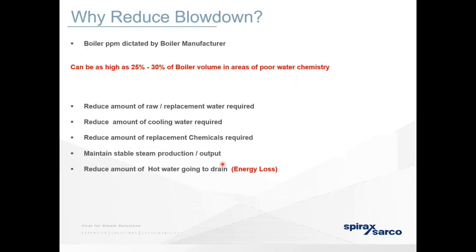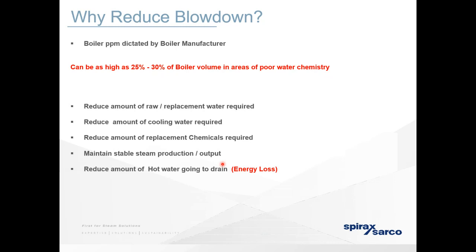So why reduce blowdown? Boiler PPM is dictated by the boiler manufacturer. So there will be a parts per million that is stated on the plate or in the instructions of the manufacturer, which will say at which point you want to blow down. I think ours is 3,500 as a standard rule that we use, but if it's higher or lower by a little bit, it's going to be around there anyway. So as soon as you reach that 3,500 or thereabouts, depending on what's stated, you should be blowing down.